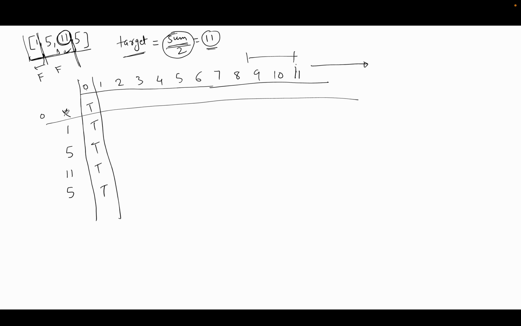And the other is that if we don't include anything, then can we get 1? No. 2? No, because we are not including any element. So false everywhere. And now, can we make 1 using elements till this point? So now we are including one element and we see which sums are possible. So 1 is possible, but 2 we cannot make because the sum till here is 1. So we cannot make anything larger than 1.